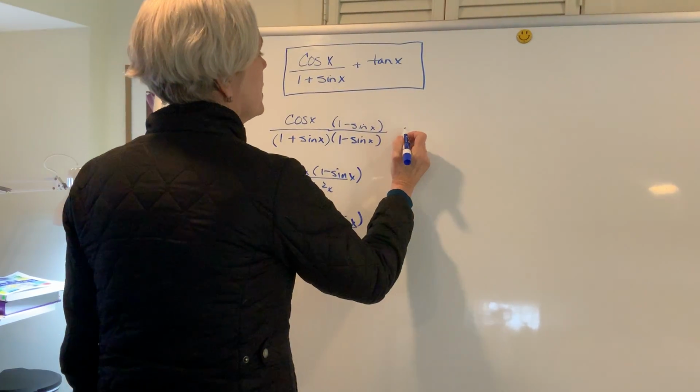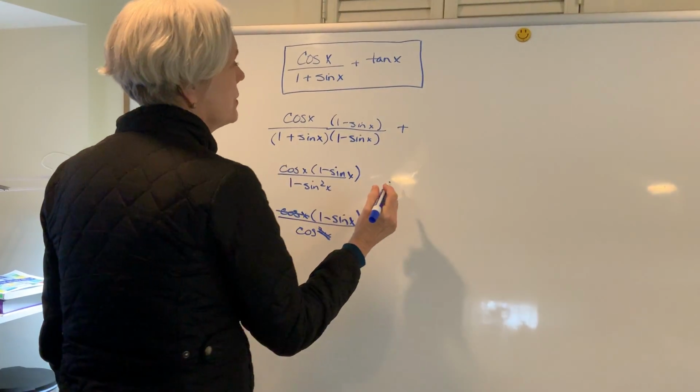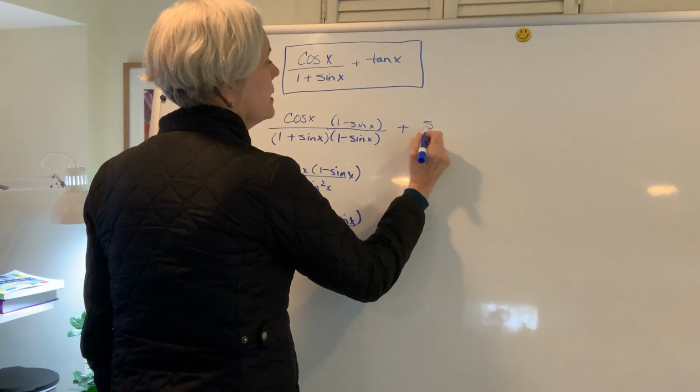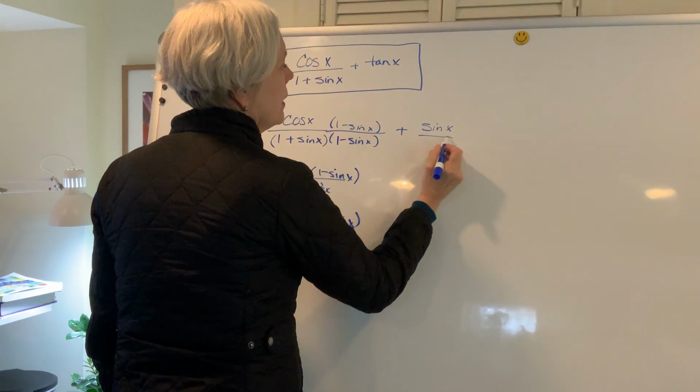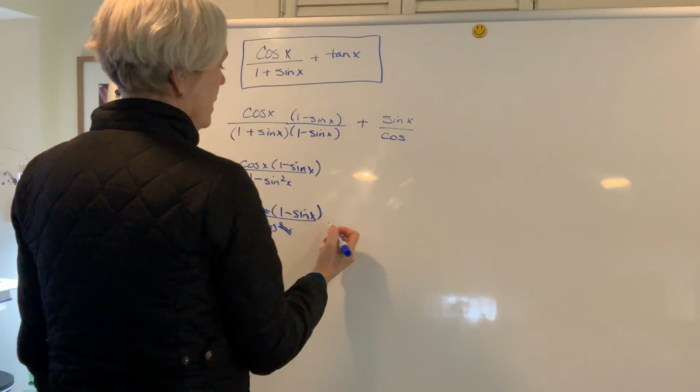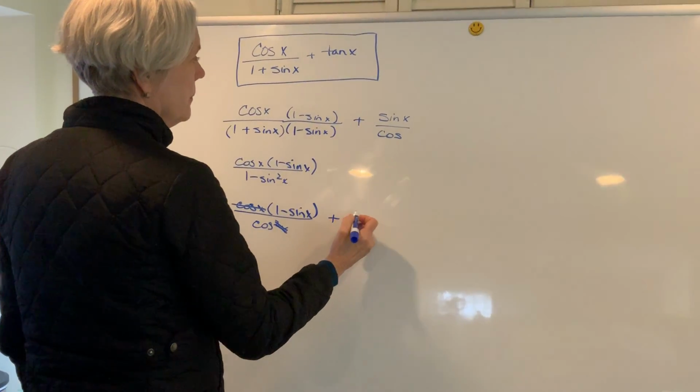Now let's move over to the other part of the problem, which is the tangent. The tangent we know is defined as the sine of x over the cosine of x. And we're going to bring that down here.